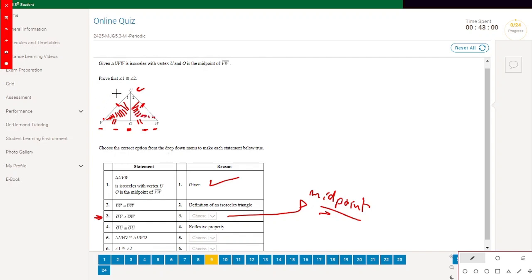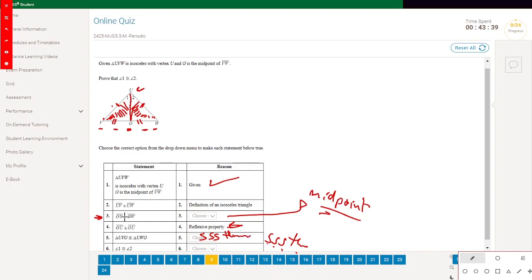Okay, now let's see how it was congruent. Now UV is congruent to UW because they are equal. OW is congruent to OV because they are equal. OU is a common side, which we mentioned here is the reflexive property. So that means these two triangles are congruent by the SSS theorem, side side side theorem.